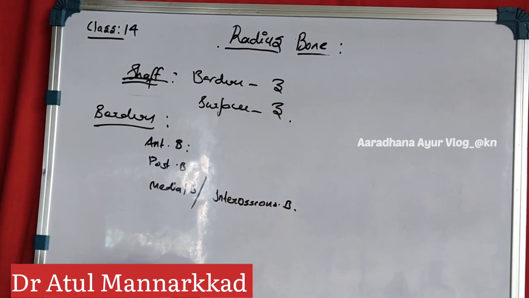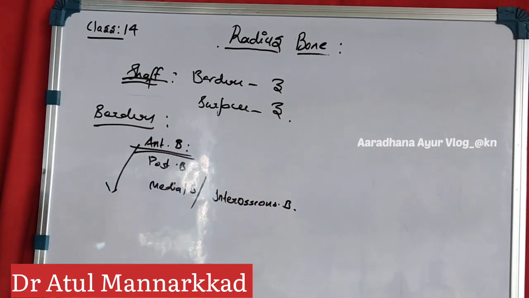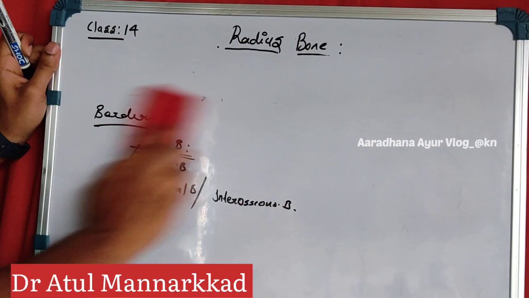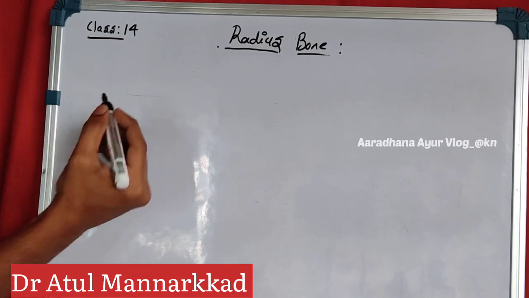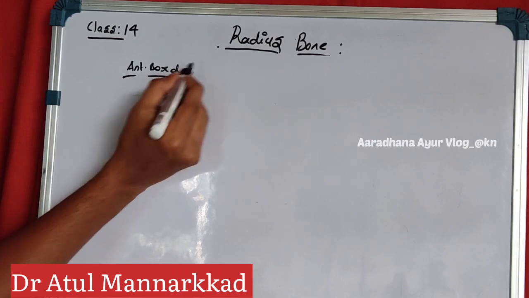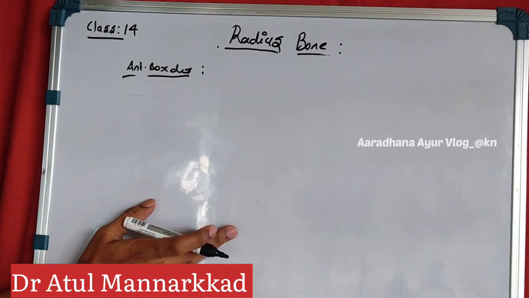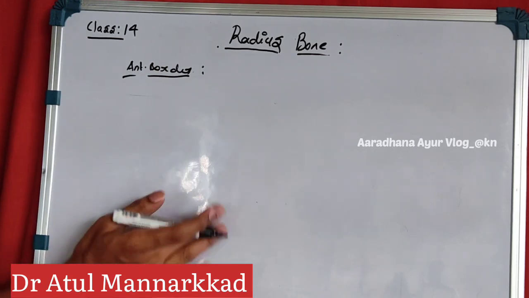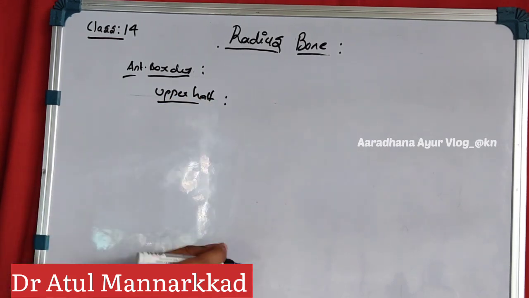The anterior border extends from the anterior margin of the radial tuberosity to the styloid process. Let's speak about the anterior border separately. It has an upper half, a middle portion, and a lower half. Let's see the upper half first, in the shaft portion only.